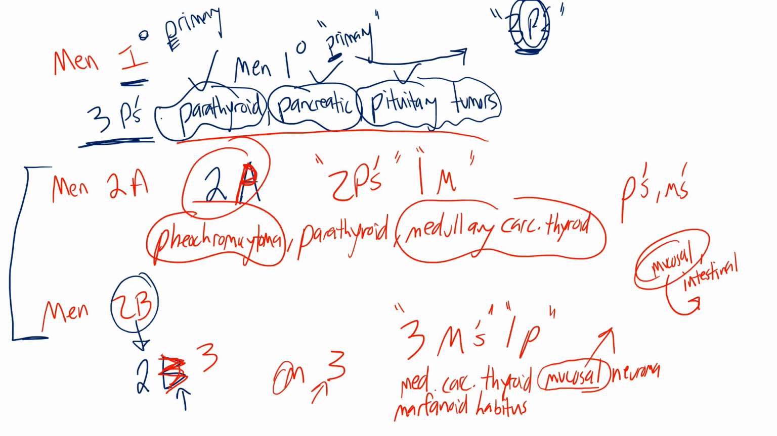So just from knowing mucosal neuroma, you know that this is going to be neuromas around your mouth, inside your mouth, in your gums, and then in your intestines. So those are the spots that the neuromas will be located for MEN 2B. So we've used this 3 M's 1 P. We've figured out the 3 M's, so that's going to be medullary carcinoma of the thyroid, marfanoid habitus, and mucosal neuroma. Now all we have left is the 1 P, and remember I told you pheochromocytoma is the 1 P for this one, and that's in common with both of the MEN 2s.